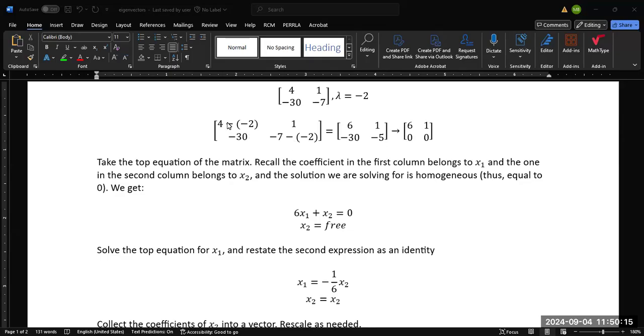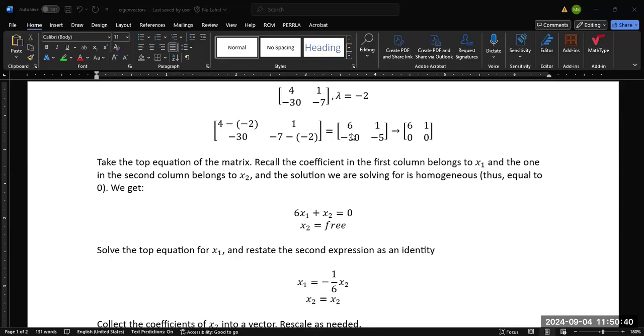So one thing to be careful of here is since lambda is negative, subtracting a negative means we add 2. So 4 minus a negative 2 is 6. And negative 7 minus a negative 2 is negative 5. And the other two components don't change. And then we have to essentially row reduce this matrix.